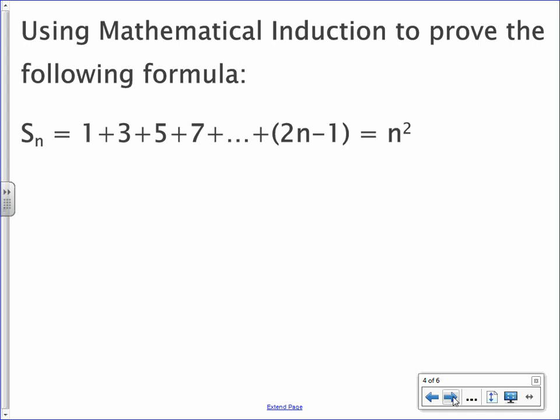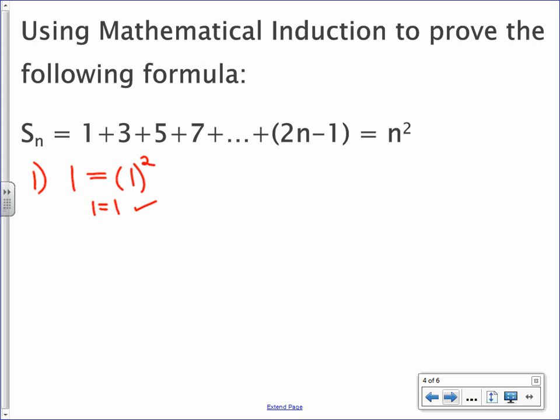So, our first step is to what? We need to verify n equals 1. So, what is our first term? 1. Is that equal to when I plug 1 in over here? Yes. That's your first step.